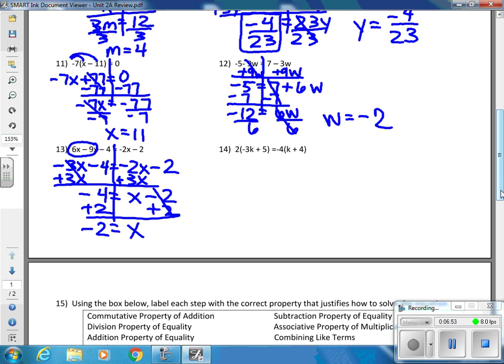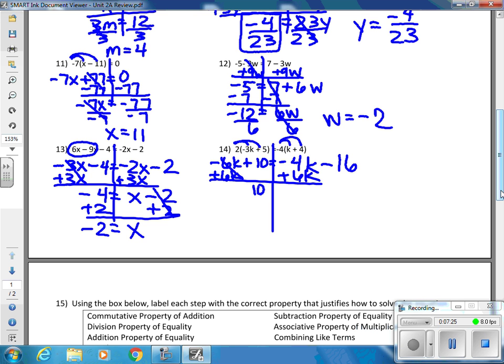For number 14, you see that there is distributing, and it's happening on both sides. So let's go ahead and do that first. 2 times negative 3k is negative 6k. 2 times 5 is a positive 10 equals, go to the other side. Negative 4 times k is negative 4k, and negative 4 times positive 4 is negative 16. You'll notice there's nothing to combine, but you do have k's on both sides. So we're looking at negative 6k and negative 4k. The smallest one is negative 6k. So I'm going to add 6k over.